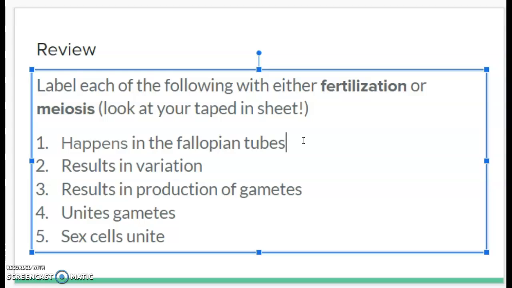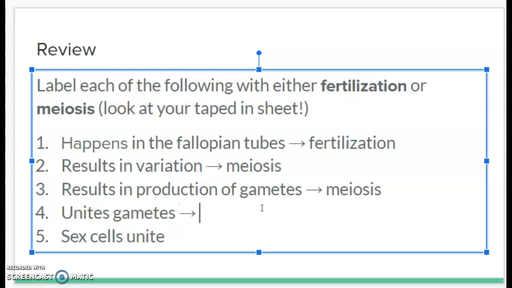So, which process happens in the fallopian tube? Fertilization. You said that? Good job. Which one results in variation? Meiosis. Which one results in the production of gametes, aka sex cells, aka egg and sperm? Meiosis. Which one unites the gametes? Fertilization. And another way to say that, sex cells unite, same thing, fertilization.